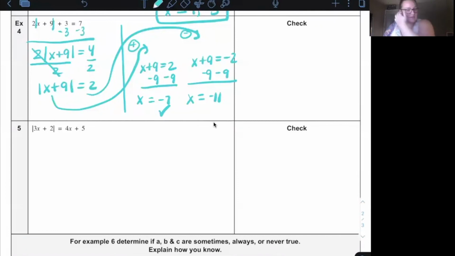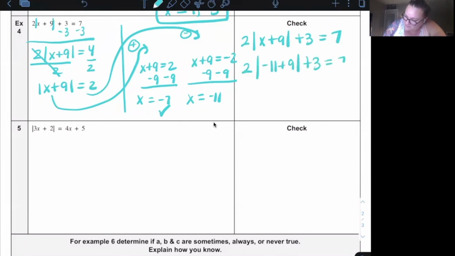Then we're going to check the second one. And we're going to have 2 times the absolute value of x plus 9, plus 3, equals 7. So we're just replacing x with negative 11 this time. Negative 11 plus 9 is negative 2. So the absolute value of negative 2 is positive 2. And then 2 times 2 is 4, plus 3 is in fact 7.